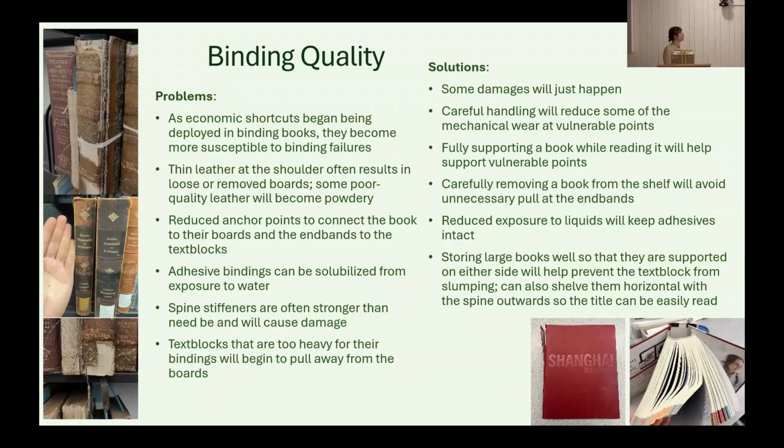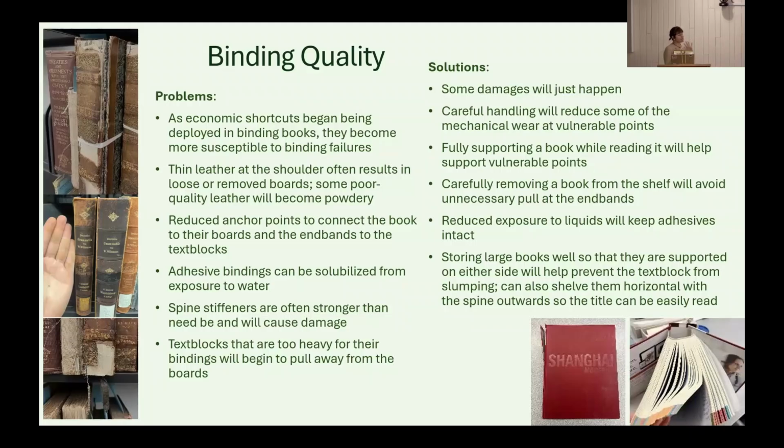You're having fewer anchor points at the end band to the text block. Like I said earlier, you can see that in the bottom image, it's dangling. So when you remove the book by the spine edge, you can also pull off that end band as well. On newer books, interestingly enough, they overbind in a way. In that bottom image, that red book has a very stiff spine, and it's so stiff that it's causing damage to the material it's bound in. It's over-engineered. And then you also have text blocks, especially textbooks, where the text block is so big, it pulls away from the boards, and the boards can't compensate for that weight. So you begin to see a lot of mechanical failure there.